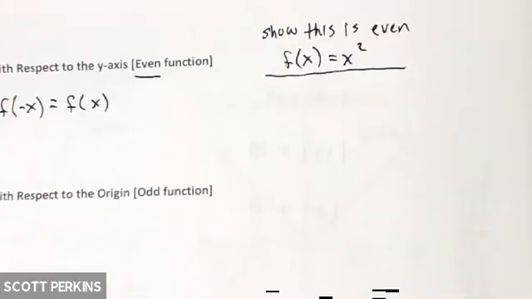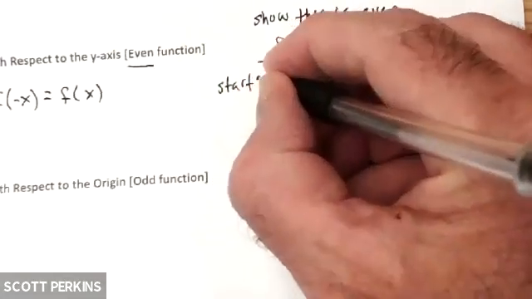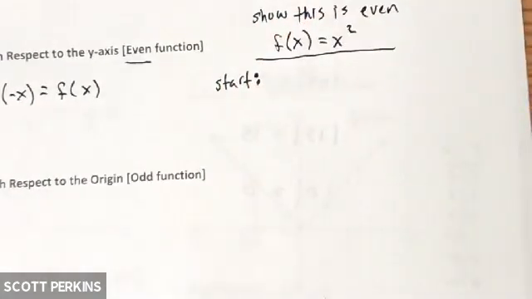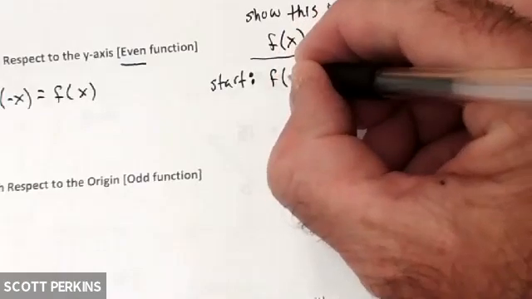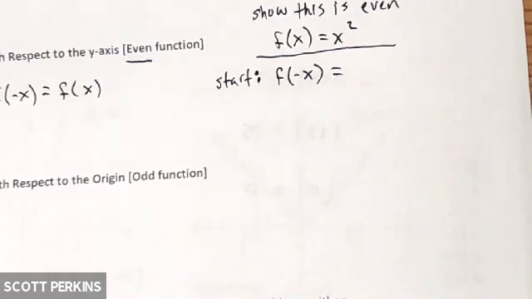So I am going to show that this is even. You always start here. Every time you're asked this question, this is always the first thing you write down. You're going to start with f of negative x. What I'm going to do is plug a negative x into my function and see what happens. Now this is a nice simple function because it's our first example. We're going to have other examples in just a minute, but here we go. So I'm going to say this is equal to.